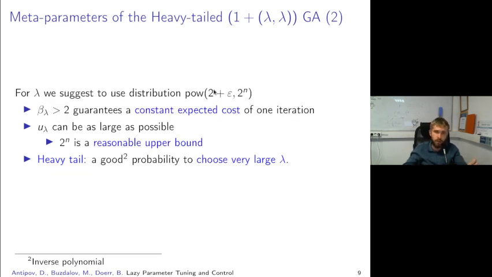for the choice of lambda, we propose to choose the exponent which is slightly greater than 2, because in this case we will have a constant cost of one iteration. It actually doesn't really matter which upper bound we choose for these values of beta, but for small values of beta, 2 to the power of n might be a good upper bound. And also, this guarantees that we still have a heavy-tailed distribution, which means that we have a very good probability to choose large values of lambda.